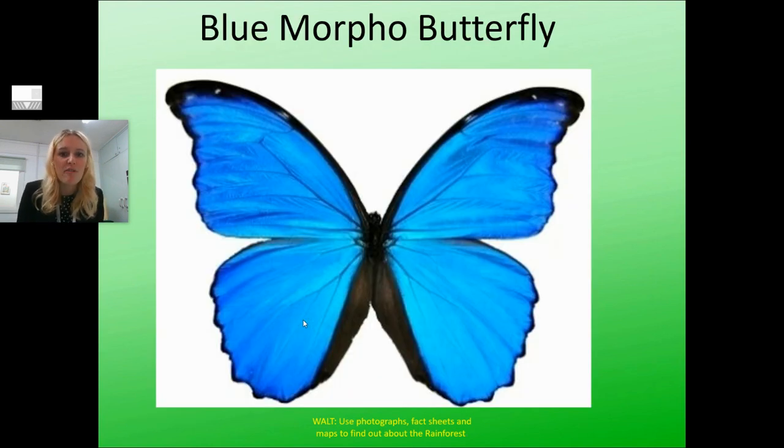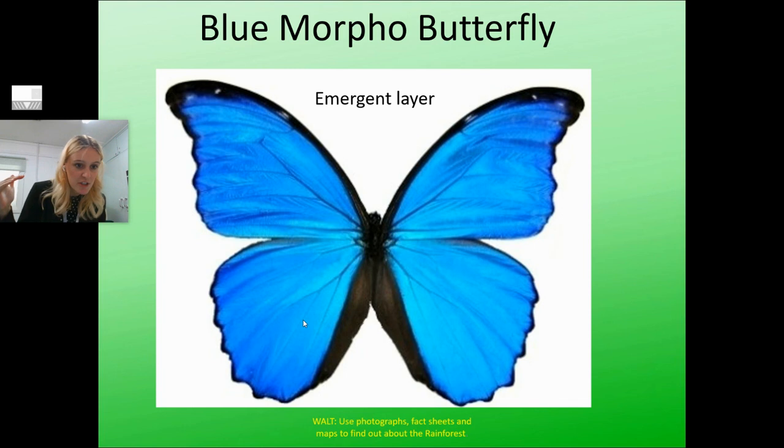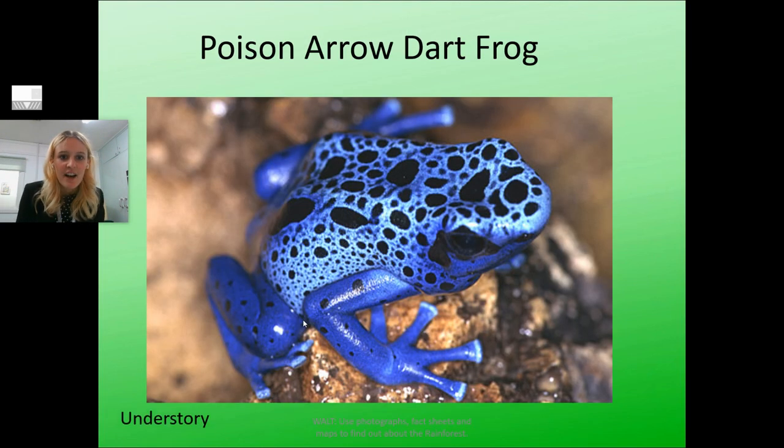Okay, the blue morpho butterfly, this bright, vibrant colour butterfly. Now, we have already had one butterfly. Do you think it's going to live in the same level? Do you remember where the butterfly lived? That's right, it lives in the emergent layer, so not right in the top in the canopy, the one just underneath. I might have already shown it.